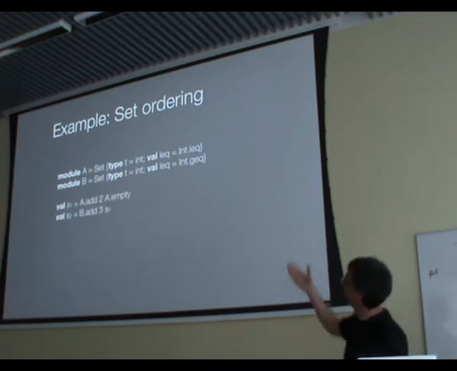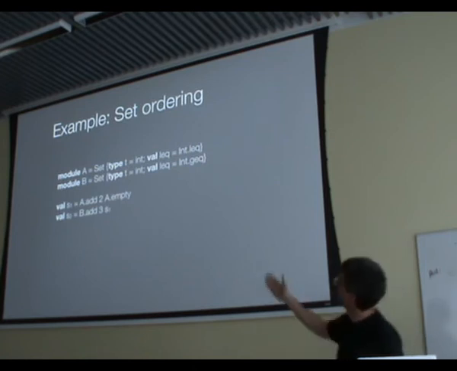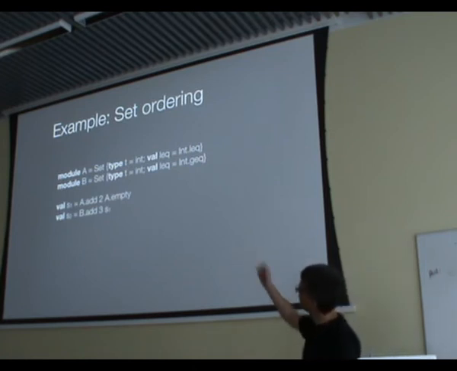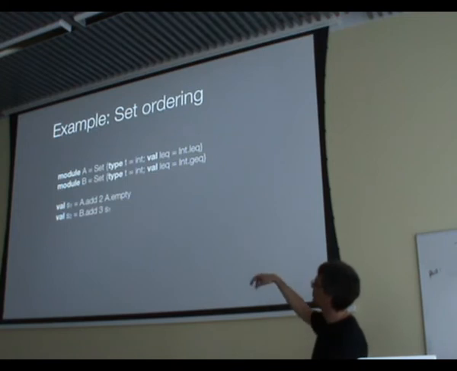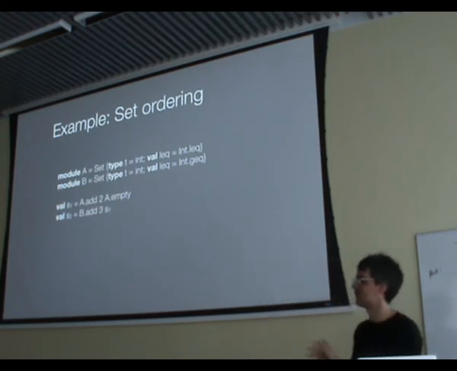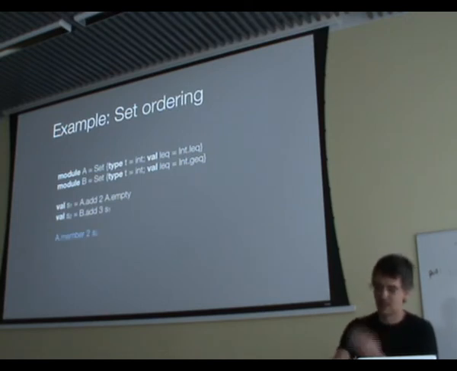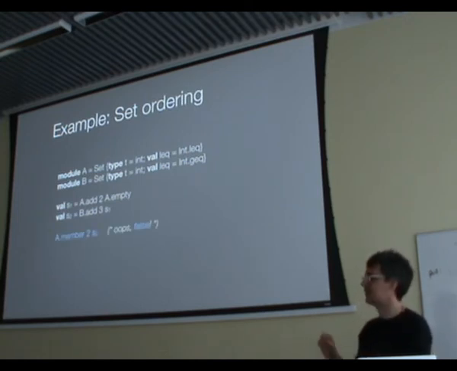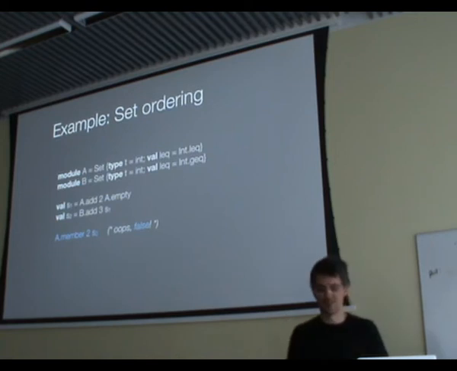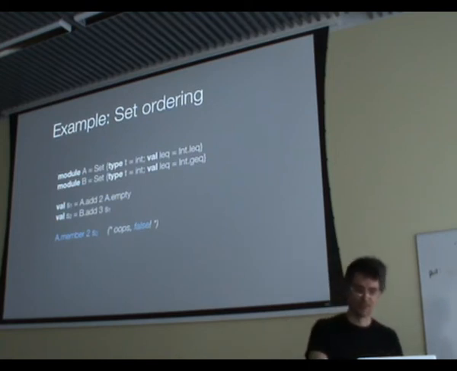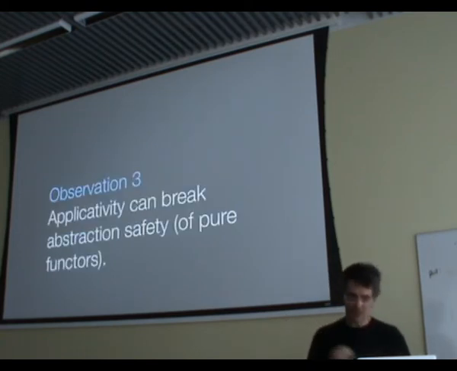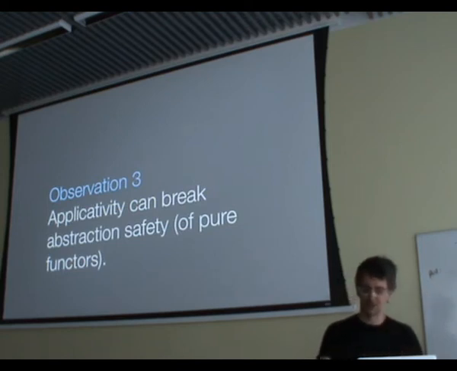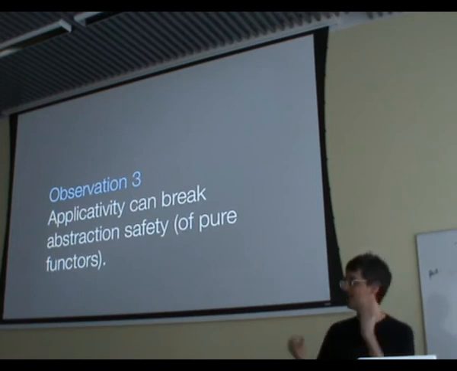So obviously when you equate the two and then you can apply the add method, for example, from mixed implementations, then that will just totally mess up your internal invariants of the set representation, and a membership test might suddenly fail because the search tree has no invariant. So that's another way in which applicative semantics can break abstraction safety even for pure functors, if you're not careful about the way you define type equivalence.